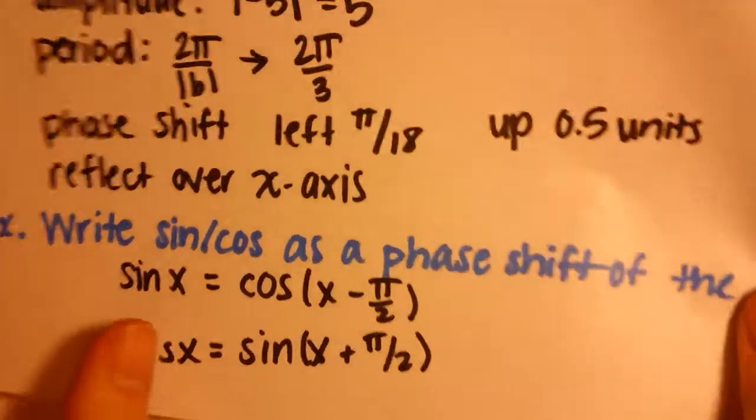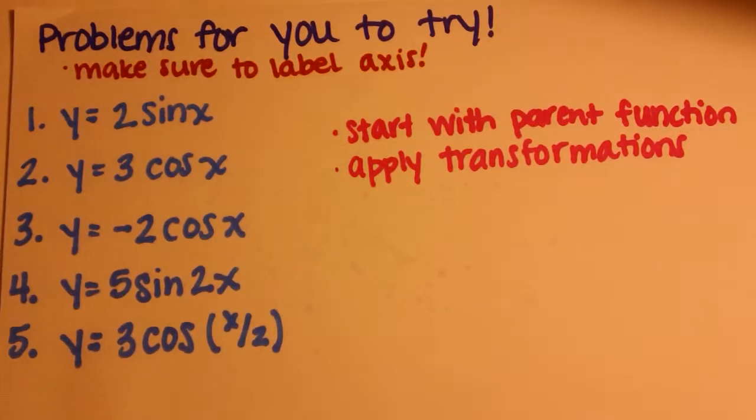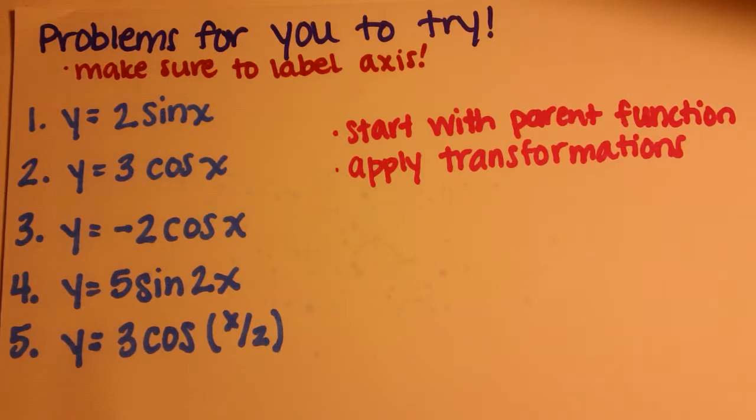Alright, let's move on. Here are a few problems that you can try. Now, some things to keep in mind while you're trying these. You want to make sure you label your axes. The period is very important. So the period may change, your axes may change. Now the amplitude also needs to be measured. Your amplitude will be on the y.